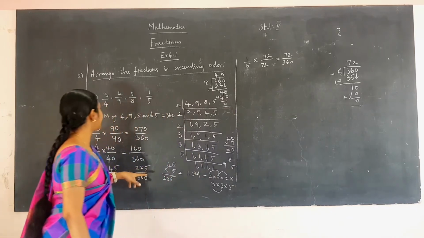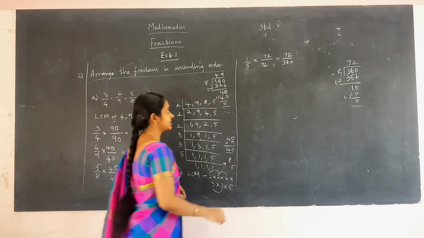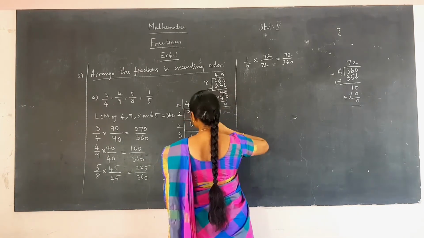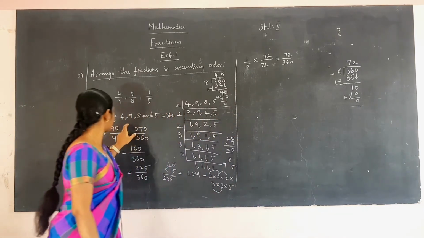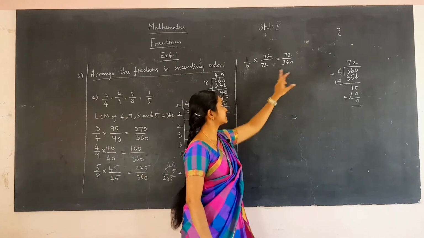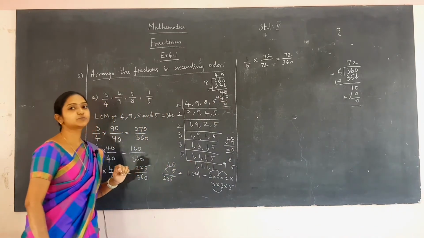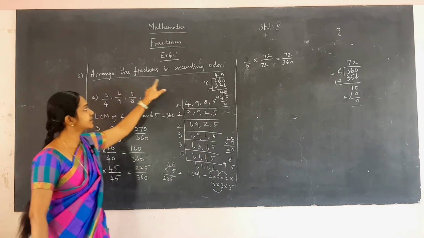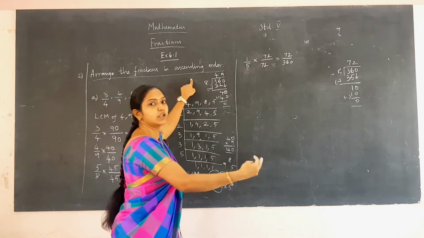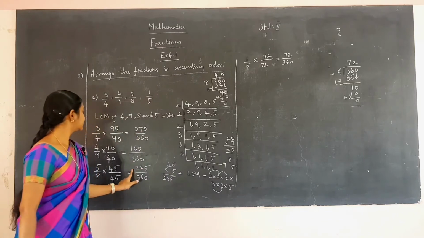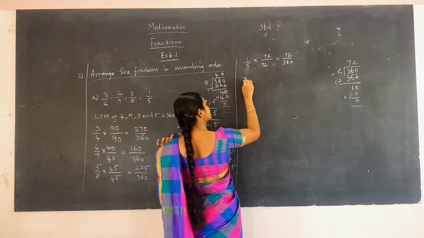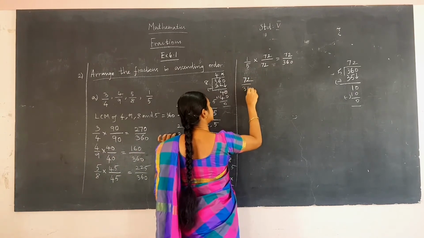Now we are going to compare all these fractions. First, find out the smaller one because we are going to arrange them in ascending order. Ascending order means we have to arrange from smaller number to larger number. 72 is smaller. So write that first. 72 by 360.